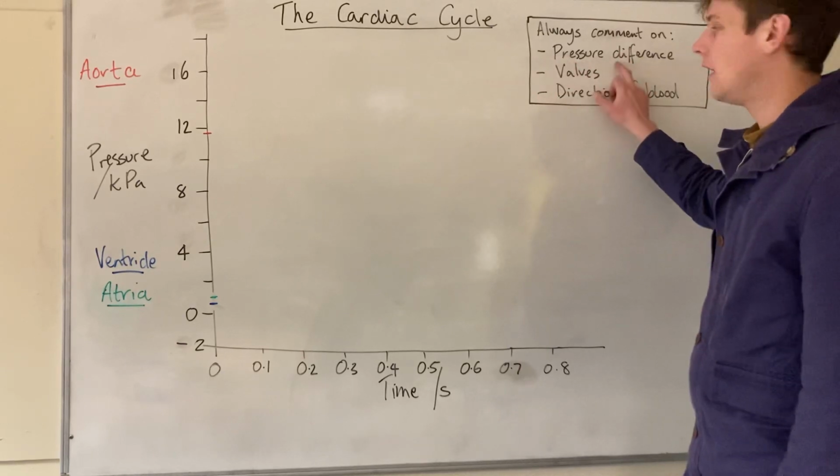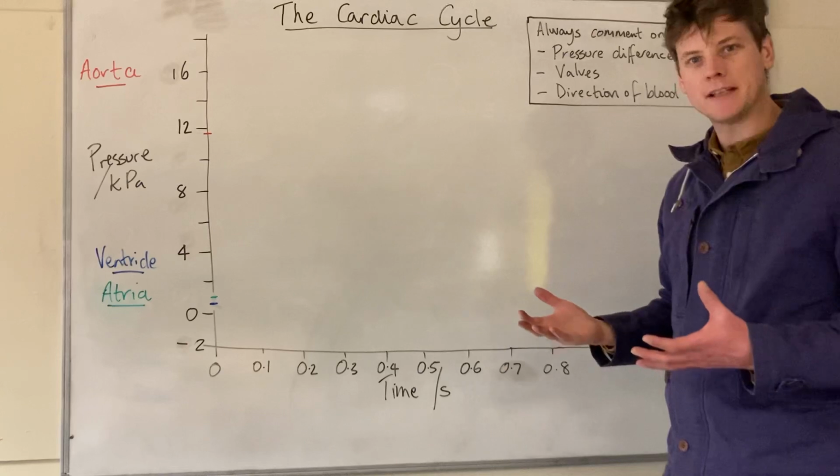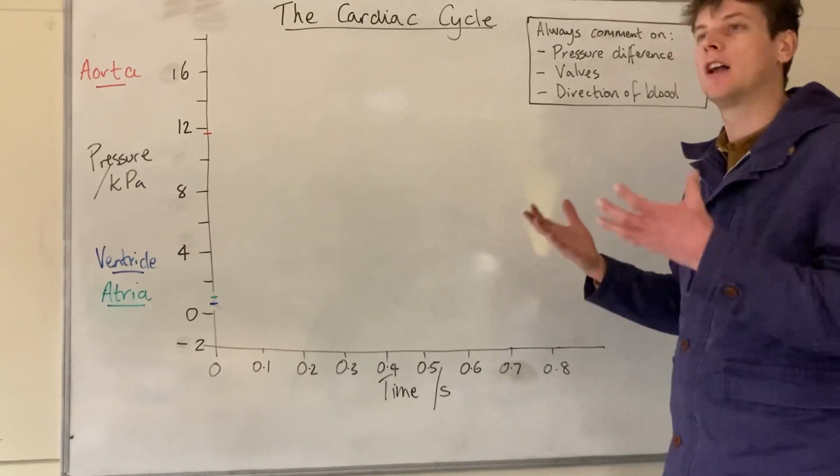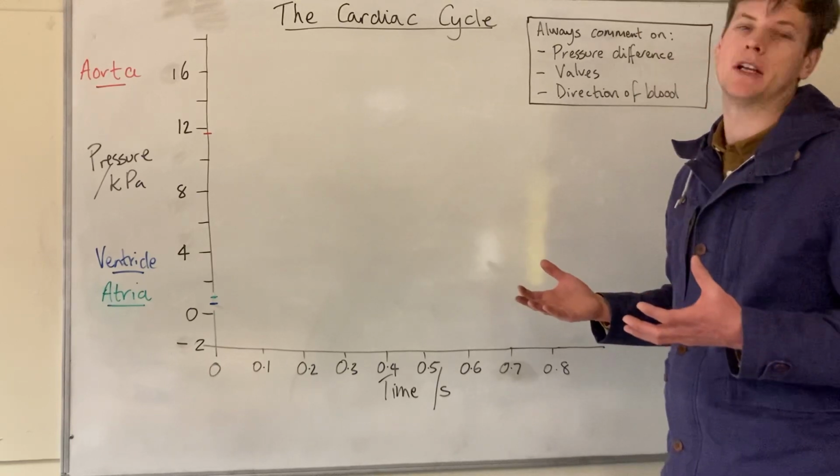Firstly, they are the pressure differences. So this needs to be a comparative statement, something along the lines of the pressure in the atria is greater than the pressure in the ventricles.